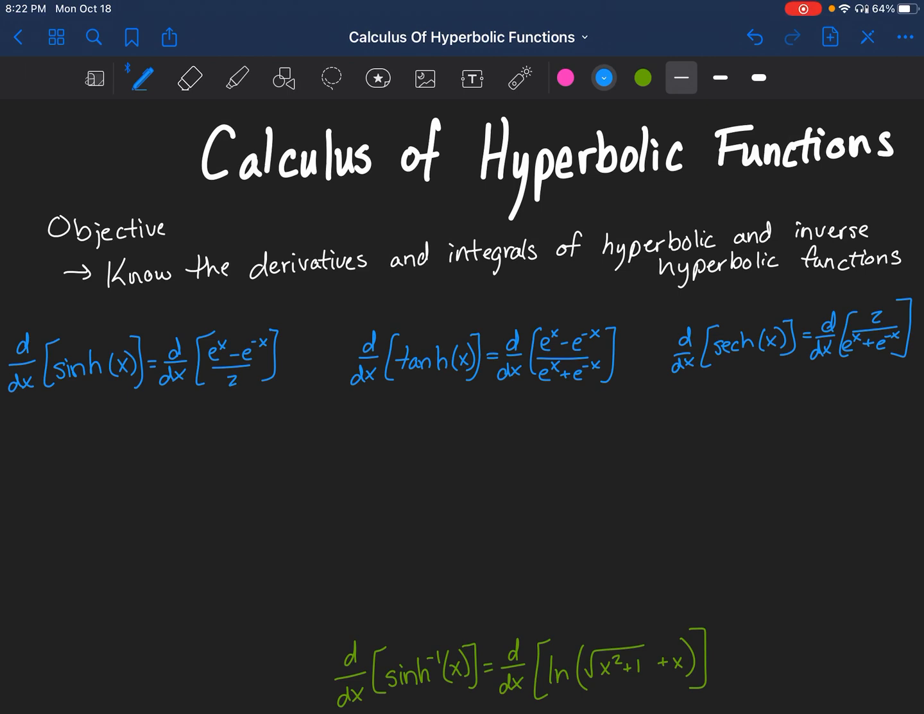The other thing I want to make sure I mention is that if you want me to do the other functions, if you want me to show you the proofs for the others, I will happily do that. I can do it in another video or I can do it in class. You just have to let me know. But I'm going to start off with hyperbolic sine.